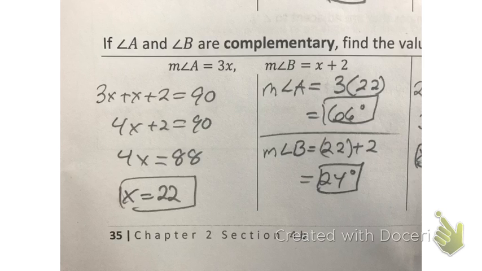Solve for x. X equals 22. Plug 22 in for x. 3 times 22 is 66. 22 plus 2 is 24. At the end of the day, I'm going to go, is 66 plus 24 equal to 90 degrees? Yes. Yes, it is. All right.